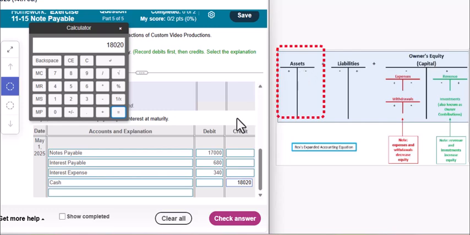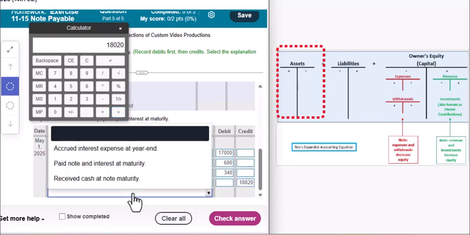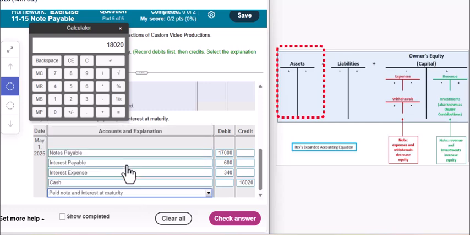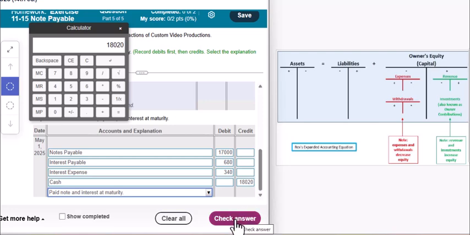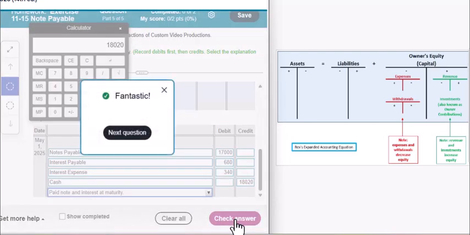And then last but not least, we have our explanation here. So that's going to be paid note and interest at maturity. And then we can go ahead and check our answer down below. Fantastic.